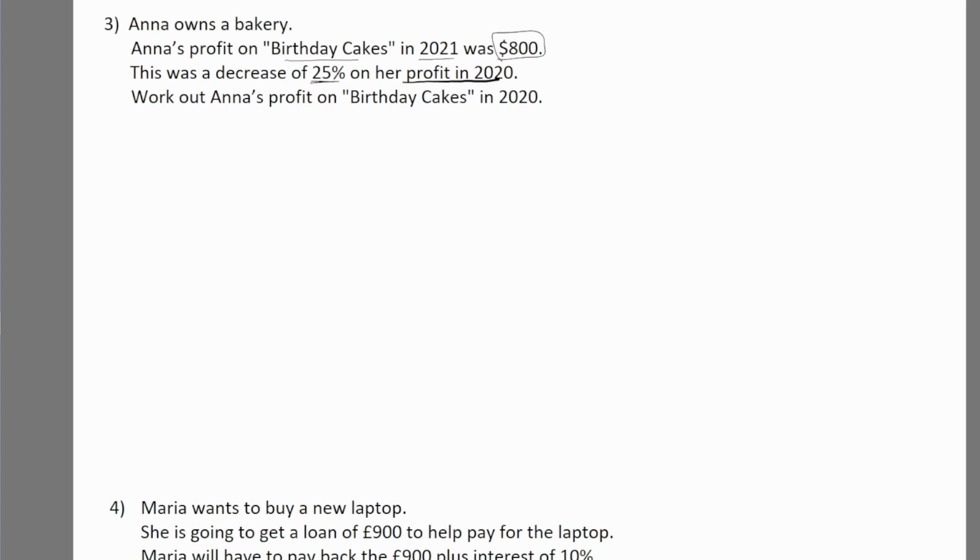Okay, so now don't be tricked into thinking this is a percentage profit question. Just because you see the word profit or loss does not mean it's definitely that. So all we know right now is that Anna's profit in 2021 was 800, okay? So our profit here is $800. And this was a decrease of 25%. So this profit right here was a decrease on her profit in 2020.